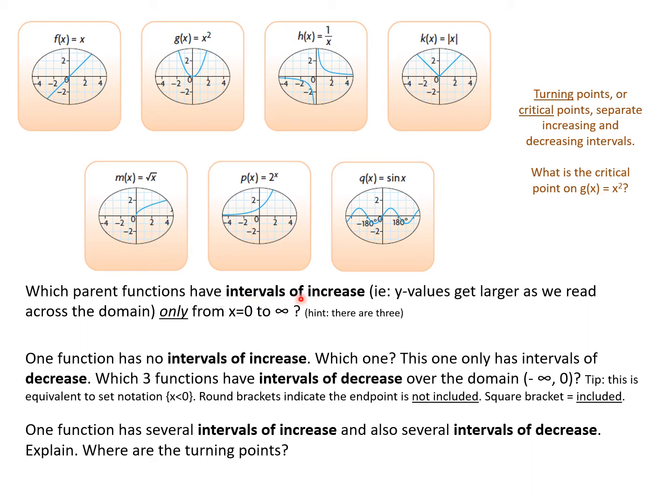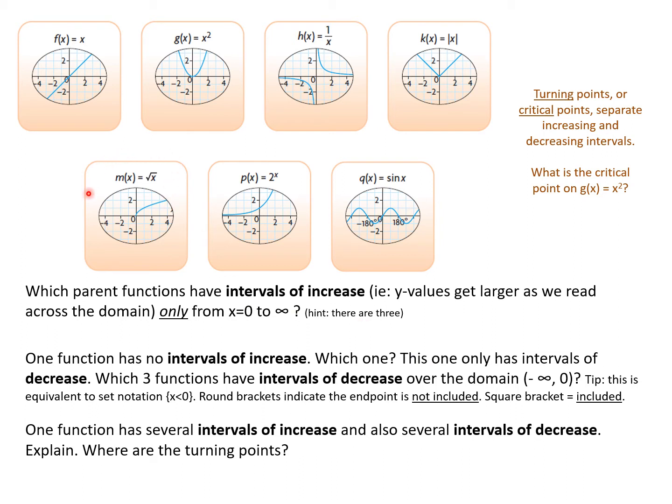It has an interval of increase, meaning it's not increasing the whole time. It's an interval, it's a part. It's increasing from 0 to infinity. It's not always increasing, like what we talked about on the previous slide. This exponential is always increasing. This one just has an interval of increase here. So it says there's 3 of them, all right?